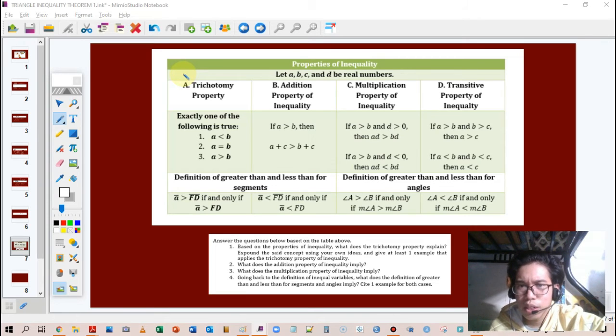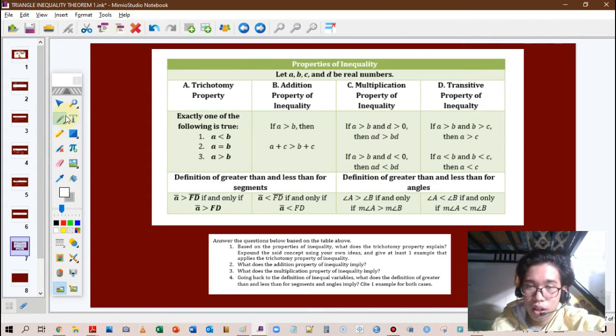And then we have the multiplication property of inequality. If A is greater than B and D is greater than 0, then A times D is greater than B times D. It's the same as the addition property of inequality, but of course for multiplication, you multiply the variables or the constants that you have. And the inverse of that would be AD is less than BD. So let's try an example for the multiplication property of inequality.